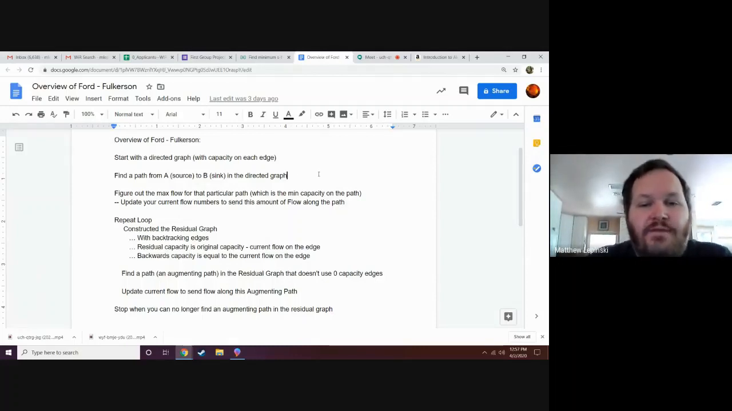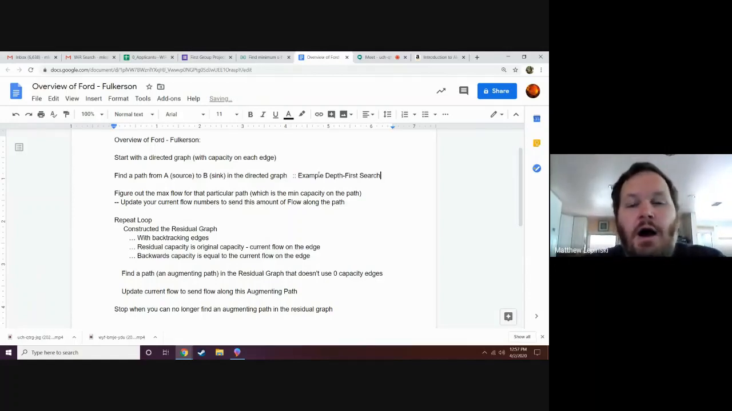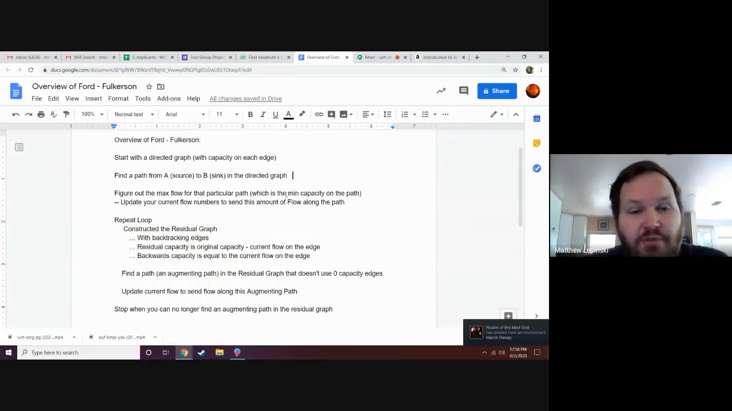And this could be, for example, depth first search. You just search from A and wander arbitrarily or randomly through your graph and come up with some path from your source to your sink. And then once you've done that, you pump as much flow as possible along that particular path. So you look at, on this one path that I found, what is the bottleneck? And then pump as much as possible until you hit that bottleneck capacity.